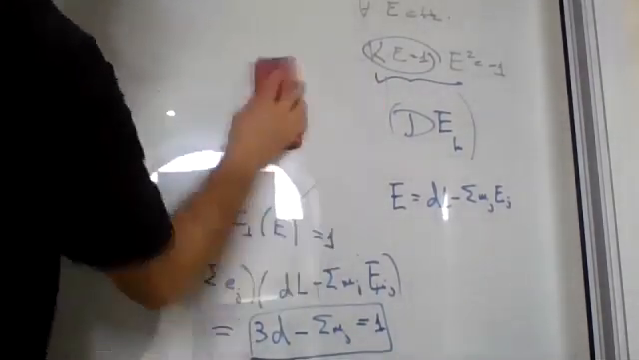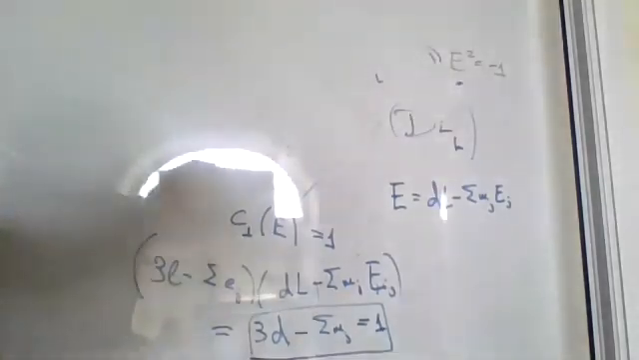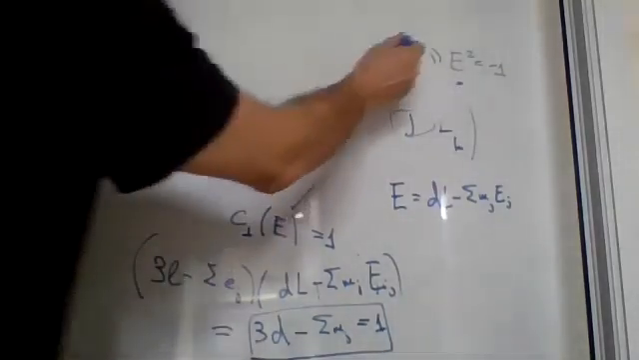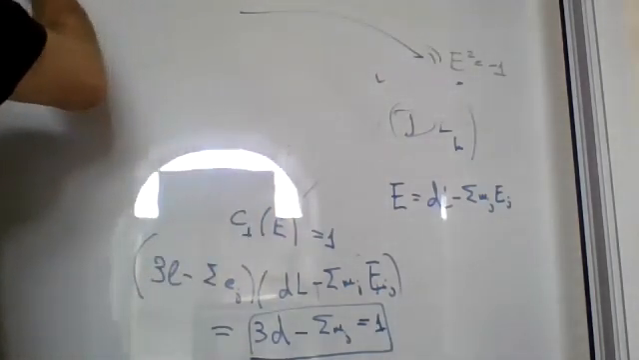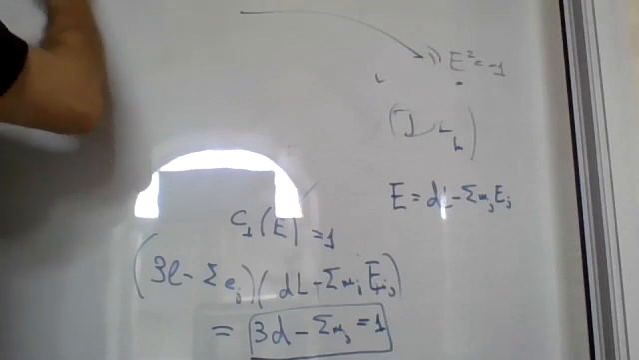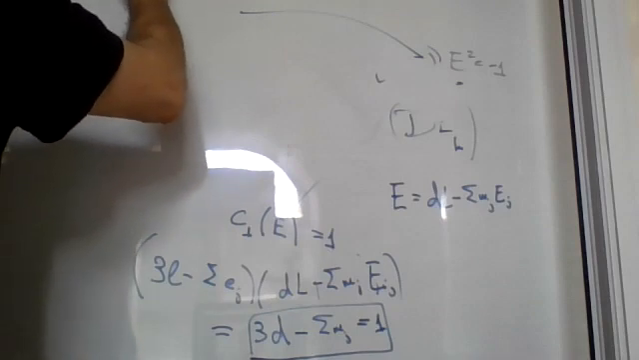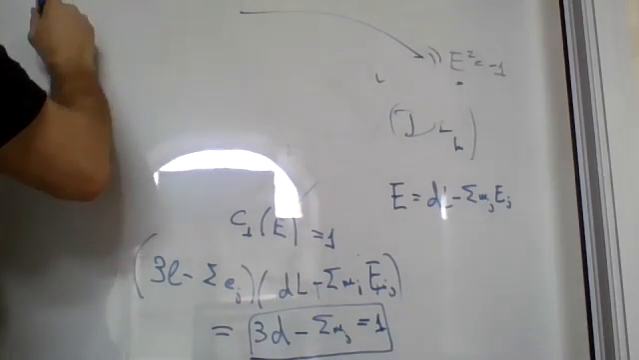Okay, and the other one is very chaotic. Let's do the other one too. What is E squared equals minus 1, to say that you are an exceptional class? Let's do that too. So it means that D L minus some M J, E J squared should be 1. Yeah, but this is E squared.